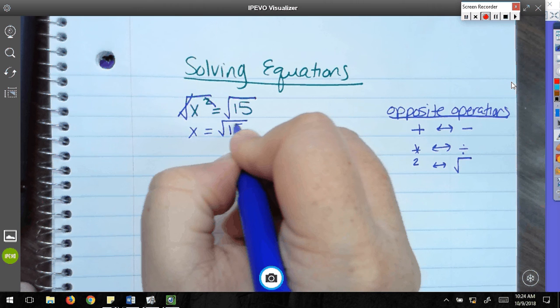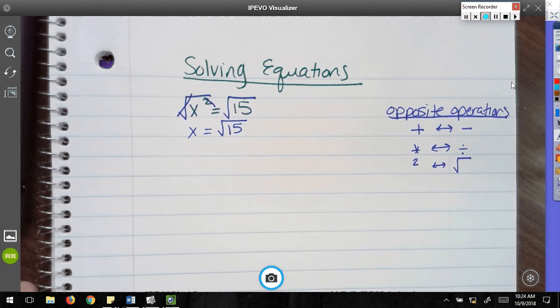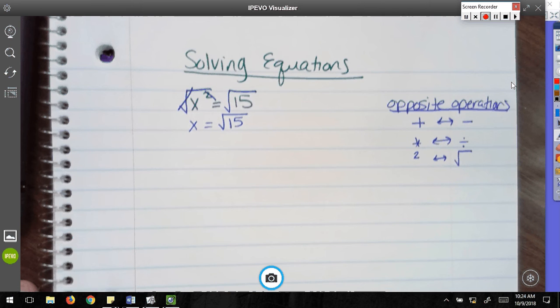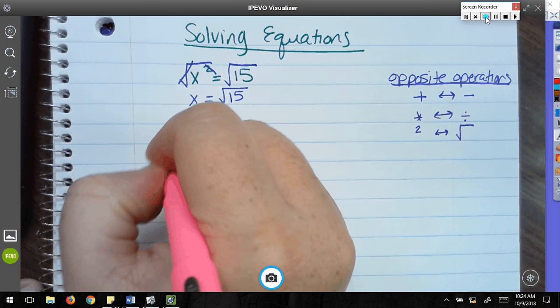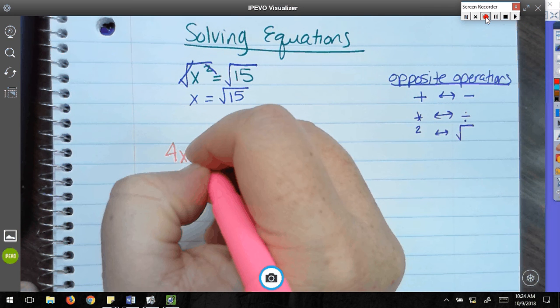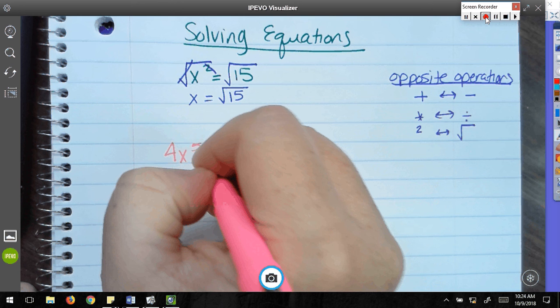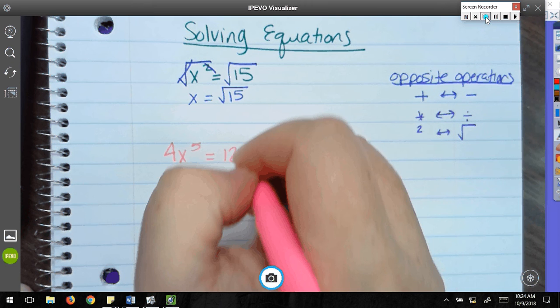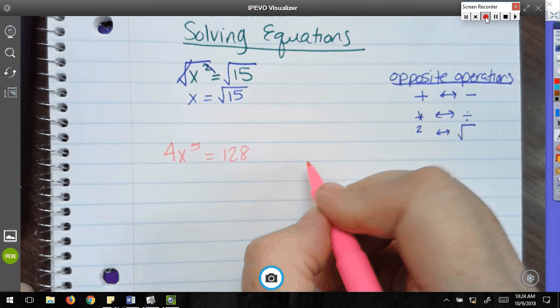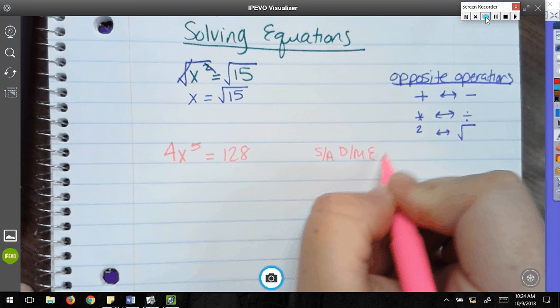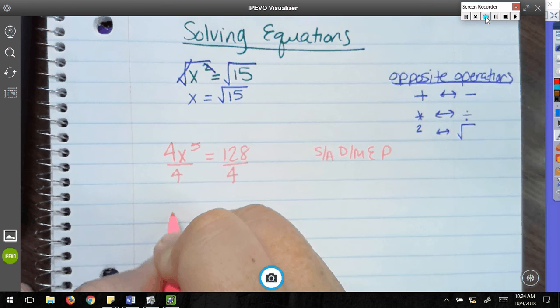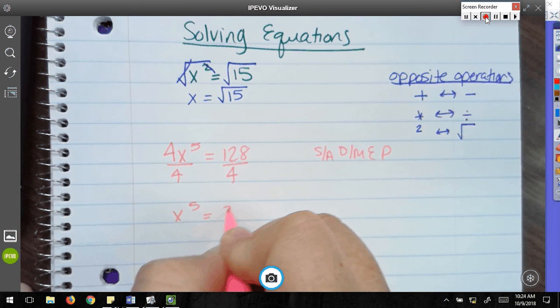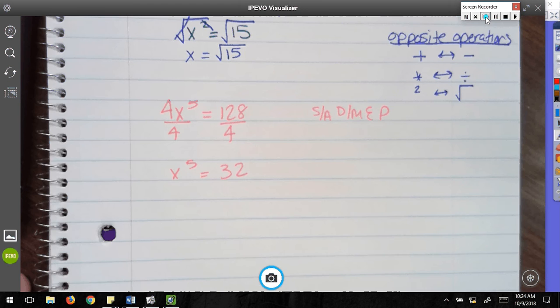Now, the question becomes, what if the exponent is bigger than 2? What cancels that out? In other words, if I had something like 4x to the 5th power equals 128, okay? We know that opposite order of operations is going to take us through, and we would divide by 4. Okay, easy peasy. X to the 5th would be 32. But the question becomes, how in the world do I get rid of this exponent?